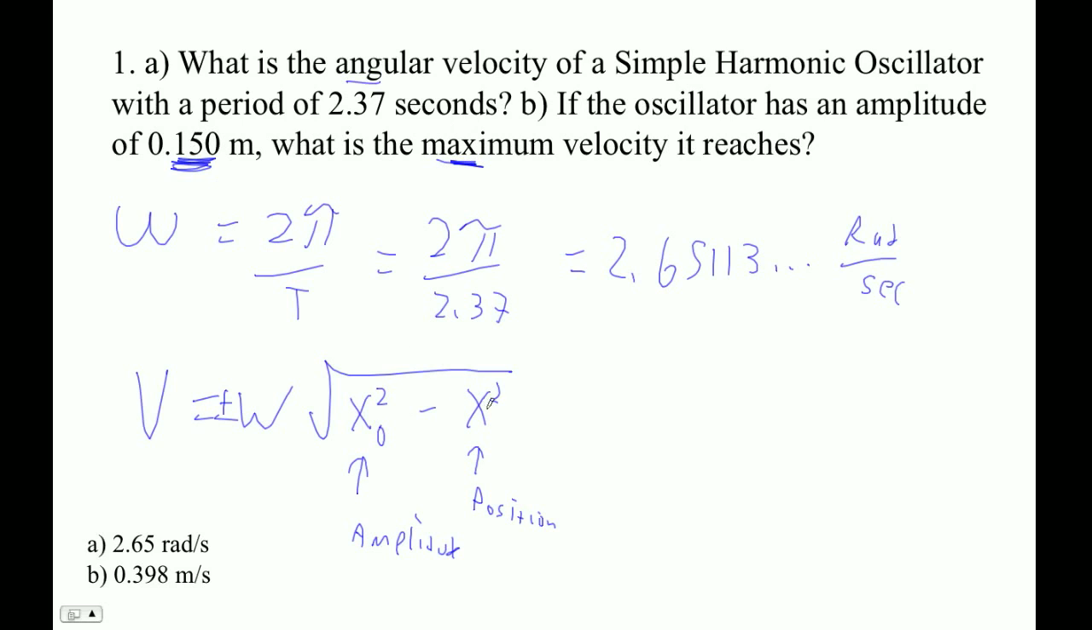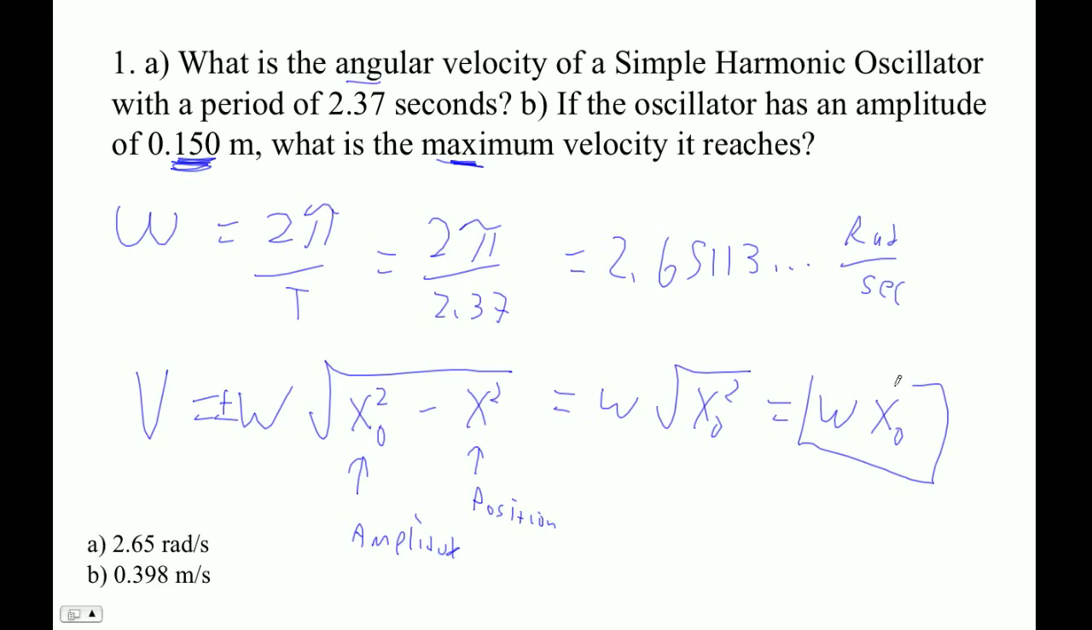And of course, to get the maximum velocity, you're going to put a 0 in there, right? Because you want x, the amplitude squared, minus nothing to get the maximum. So we put a 0 in there, so that's nothing. It ends up being omega times the square root of x naught squared, which ends up being omega times x naught.